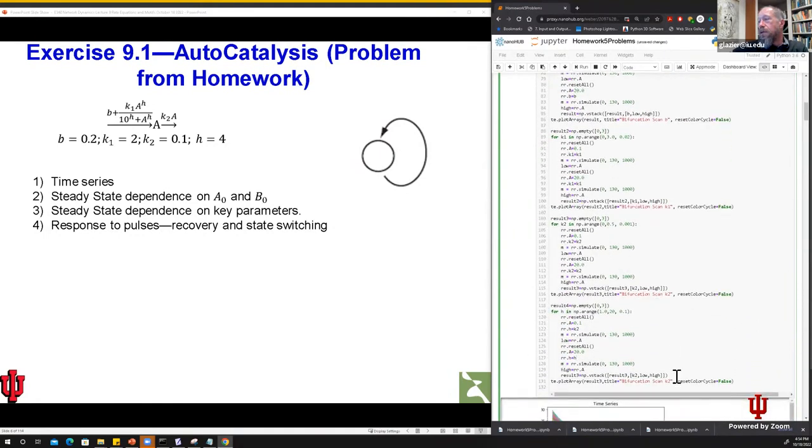Okay, and this will be bifurcation scan on H. Again, you could do these things much more elegantly. I'm suggesting that this is pretty. Let's see, is that right? Scan H, 0 to 20, then simulate reset. Result 4. Oh, I need to make this result.